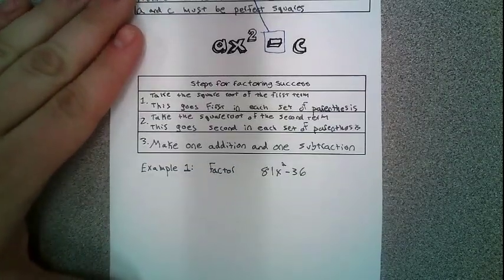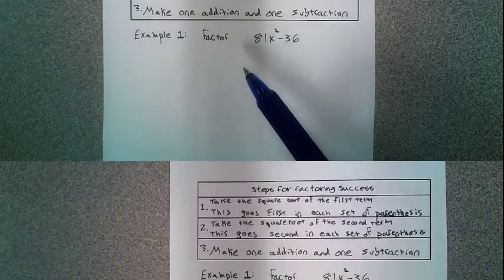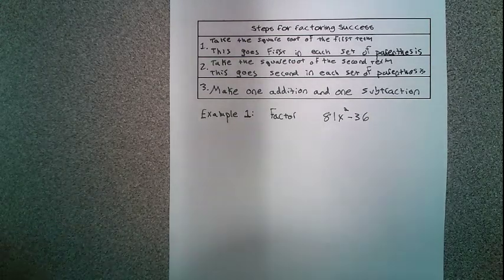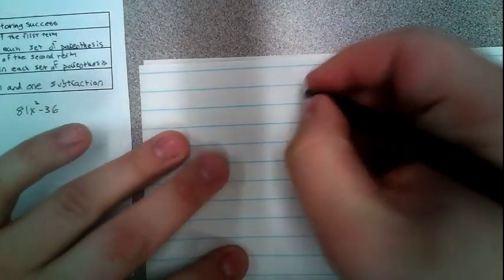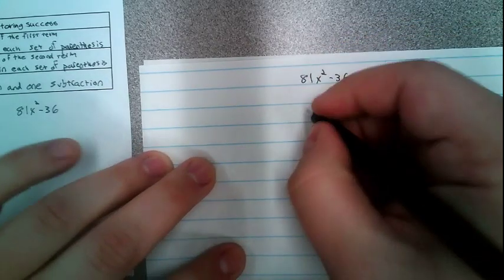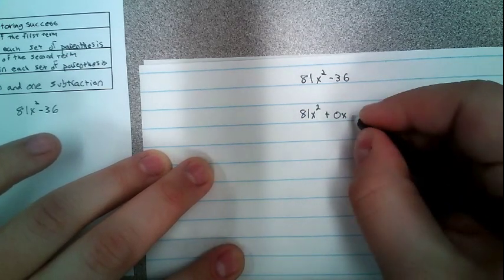All right, so first example, we're going to factor 81x squared minus 36. So let's say you didn't recognize this pattern, and you wanted to use the AC method. So that's ax squared plus bx plus c. Now there's no bx, right? There's no term in the middle. So this is what you would do. Again, pretend you don't know the pattern. We would change this from 81x squared minus 36 to 81x squared plus 0x minus 36.